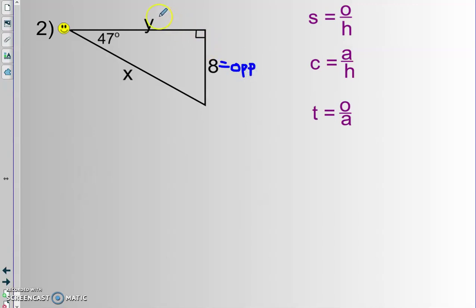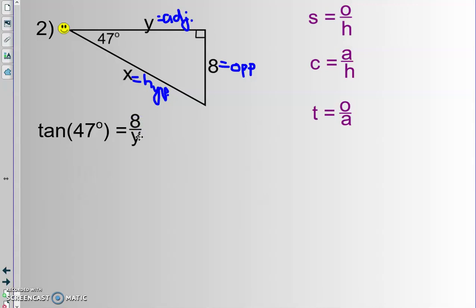We know y is the adjacent side, and we know x is the hypotenuse. So let's go after, in this case it doesn't really matter, but I think I went after y first. Standing here at 47, we see opposite, adjacent, that's the tangent function. So the tangent of 47 is the opposite over the adjacent.